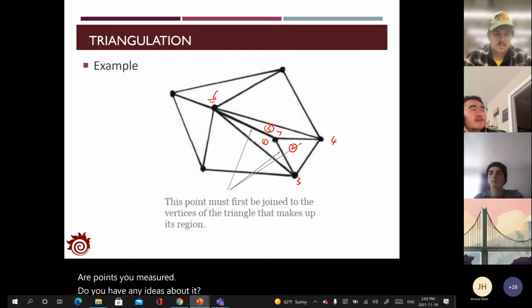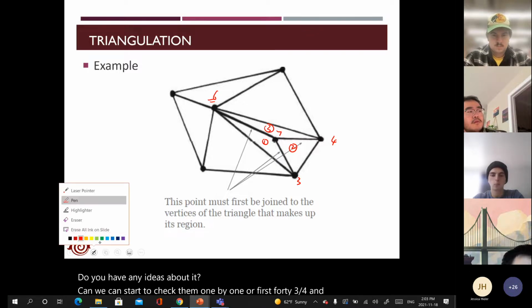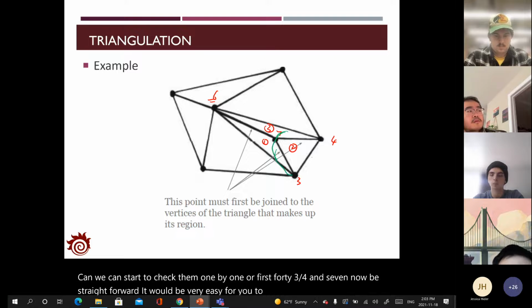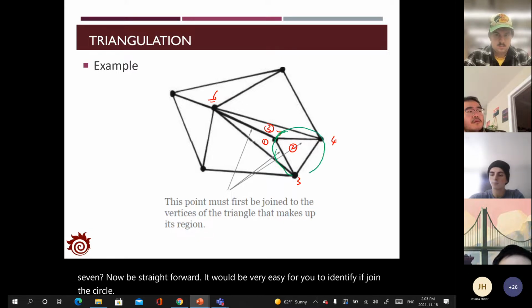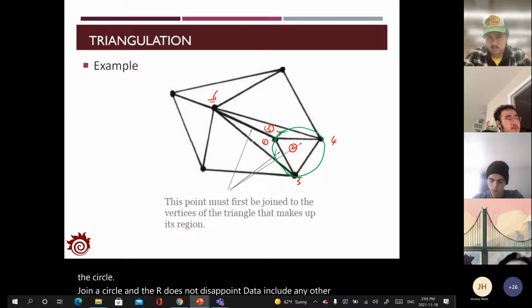Okay, we can start to check them one by one. First for the 3, 4, and 7, that will be straightforward. It will be very easy for you to identify. Join a circle, and this circle does not include any other points. So that's the first thing.